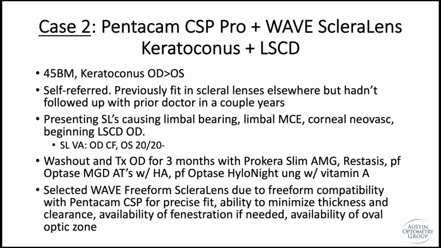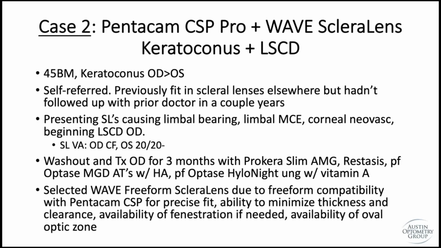He hadn't seen his doctor for a couple years, and of course, the lens wasn't bad, but it wasn't ideal, or it wasn't, I guess, current possibly, right? So he ended up having some issues, a lot of limbal bearing, microcystic edema of the limbus, and neovascularization. All in all, this eye was really red, angry. It just was kind of in bad shape. Vision, even through the scleral lens, was counting fingers in that eye. It was no good.